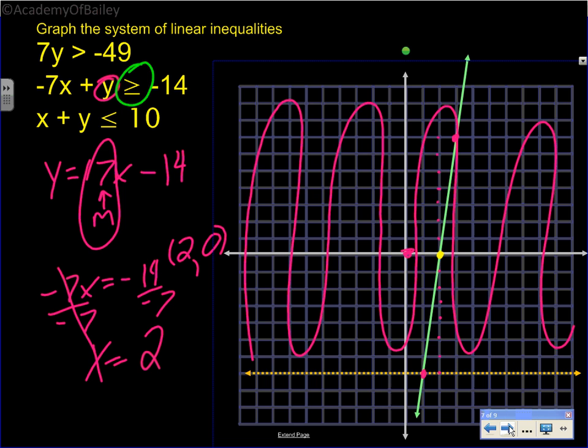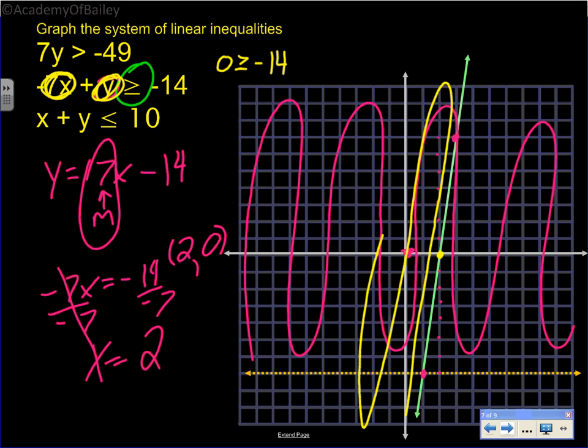Which side of the line do we shade? Well, let's look at this. If we choose the point 0, 0, 7 times 0 is 0. So we have 0 plus 0 is 0. And is that greater than or equal to negative 14? Yes, it is. So 0, 0 is a solution to the inequality. So we shade everything on the same side as 0, 0.